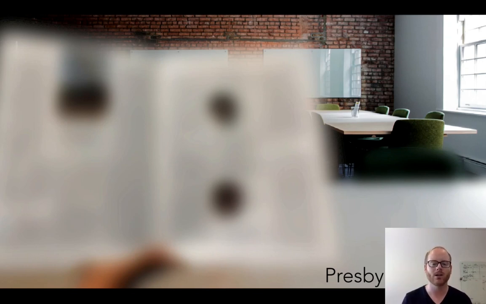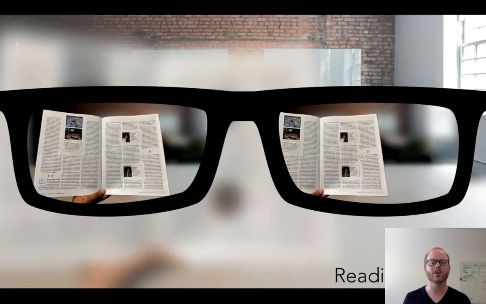Now, there are many existing prescription techniques that allow you to fix this. One of the most common ones include reading glasses. So you can buy inexpensive reading glasses in the store, you put them on, and now you can read. But the problem is that you've just shifted your focal plane forward. You can read, but you can't see the distance anymore.